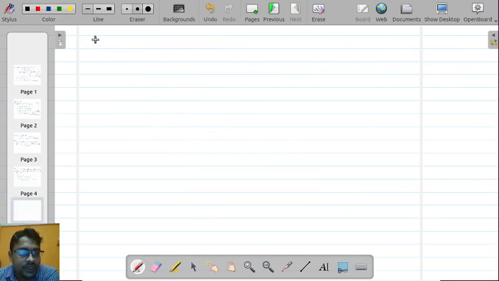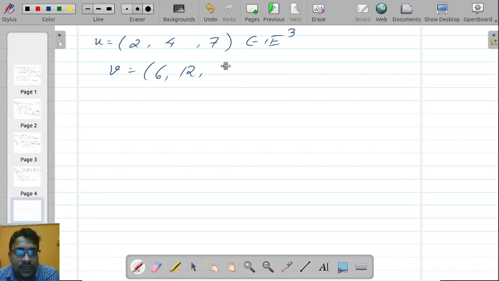Right, so if we have something like this, say one vector is u equal to 2, 4, 7, and this is a vector in E to the power 3, and v is another vector, something like 6, 12 and 21. This is also a vector in E to the power 3. So are U and V linearly dependent or not?